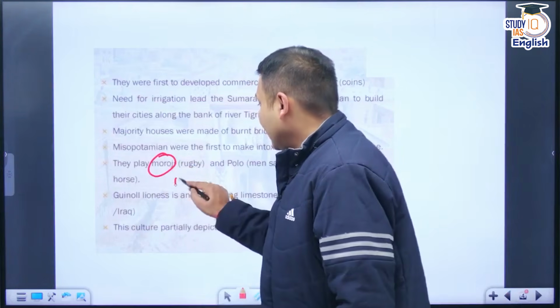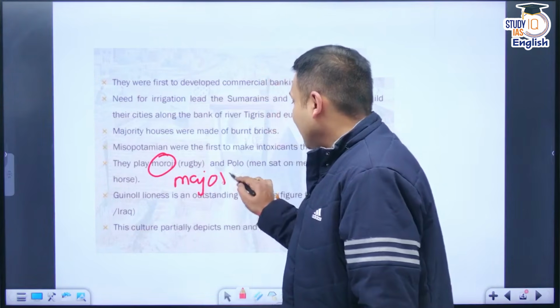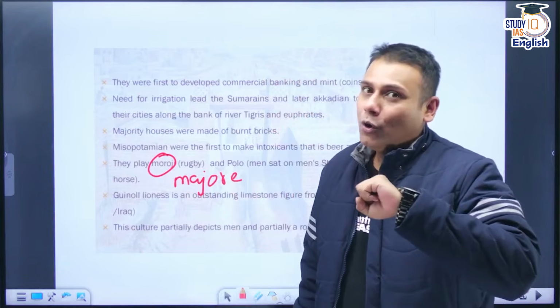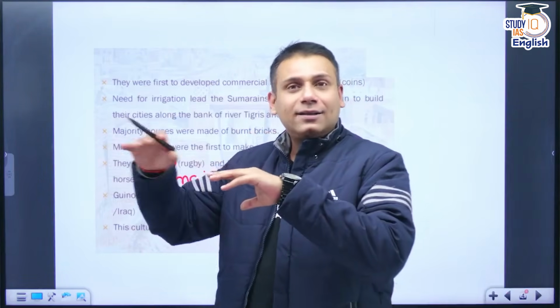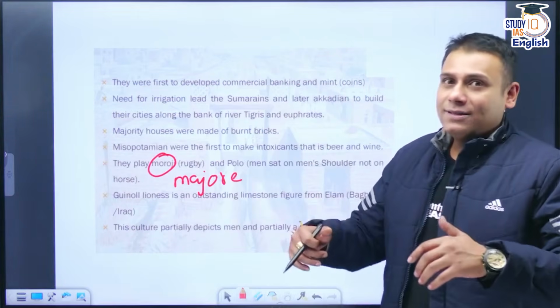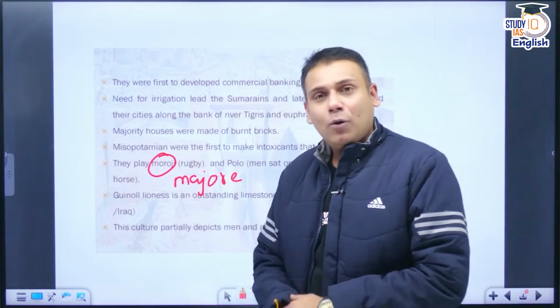It is not Moroji, it is Major. Major basically means sports like rugby. And the second one is polo. But there was a very interesting characteristic about polo. Usually we have seen in polo, a man sitting on a horse's back and then playing polo.